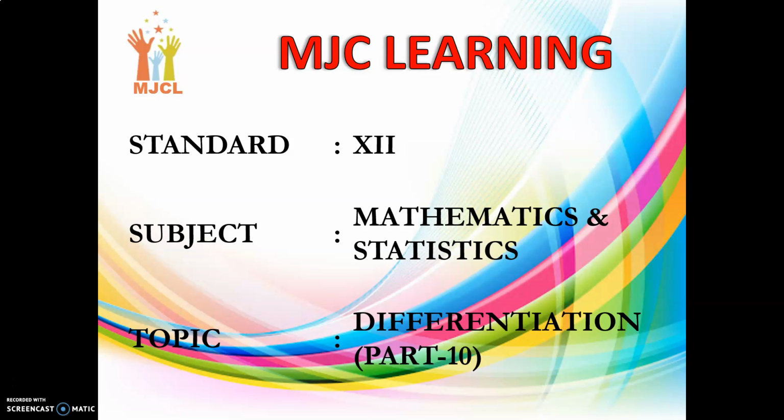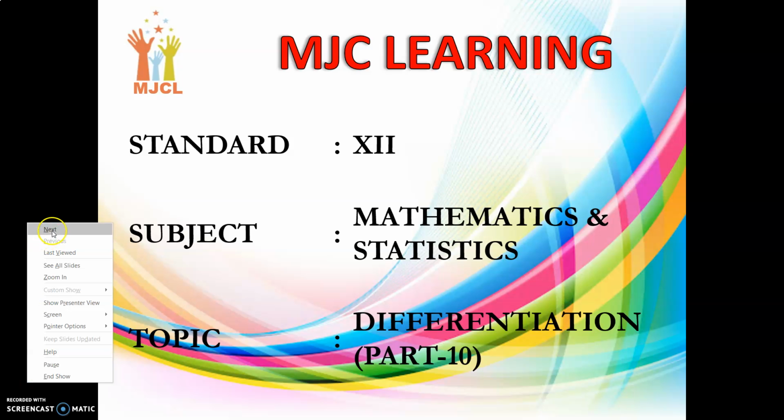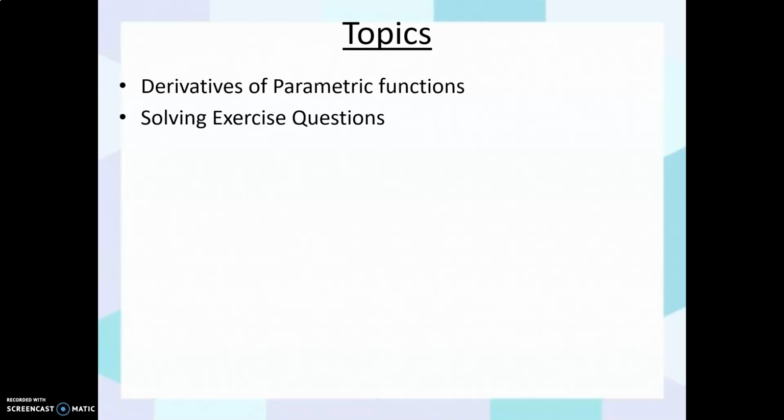I am Manju Dilip. Today I am going to start with the 12th standard mathematics topic Differentiation Part 10. We already studied different types of differentiation in this chapter. So today's topic is derivative of parametric function, and we are going to solve some questions from this exercise also. The first question is find dy upon dx if x is equal to at square, y is equal to 2at.